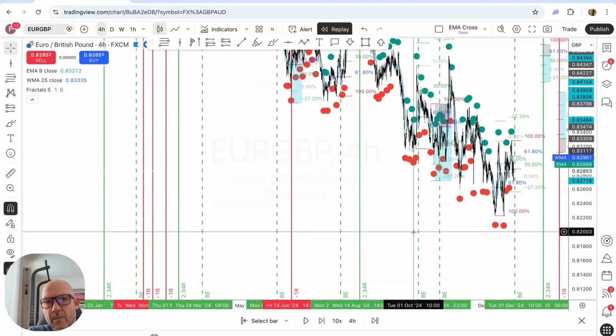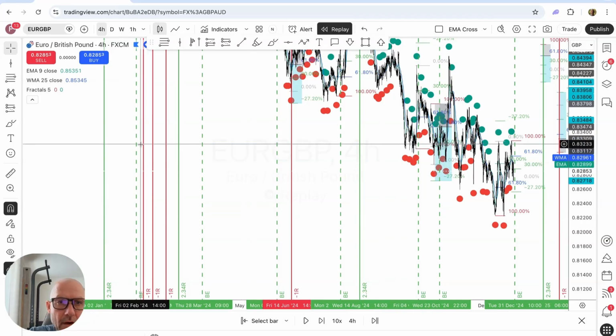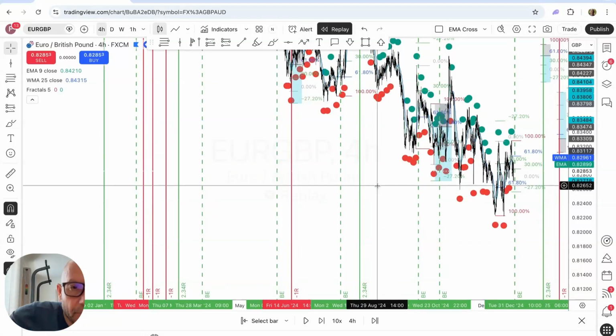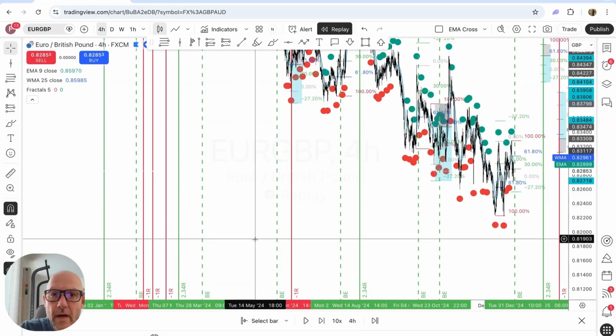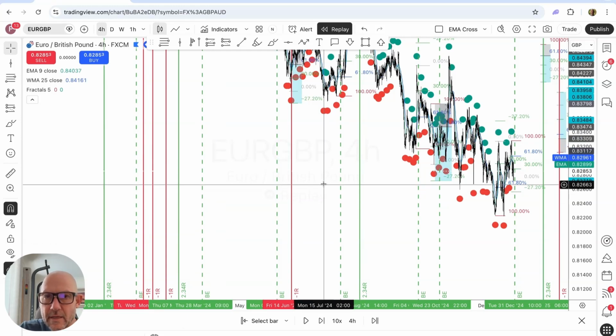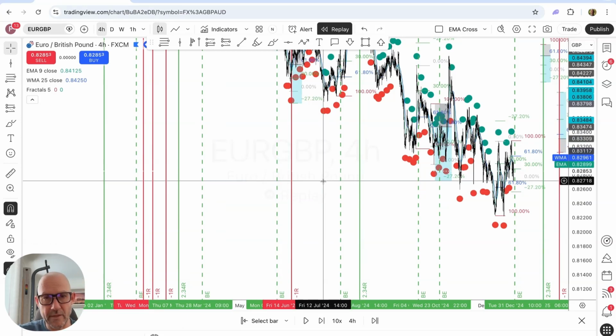3 wins at 2.34. Okay. So let me just get my calculator. 3 times 2.34 equals, that's a 7R. 1, 2, 3, 4 losses, minus 4. So it's 3R. We're up 3R. As you can see, we've got 4 losses, 3 wins. Not a particularly brilliant year, but we're still in profit.